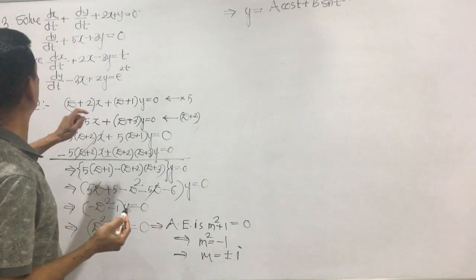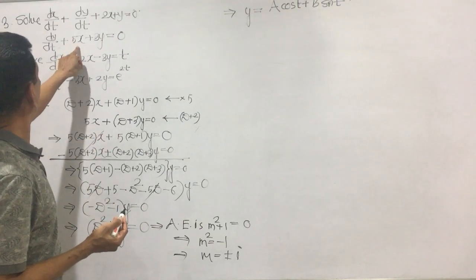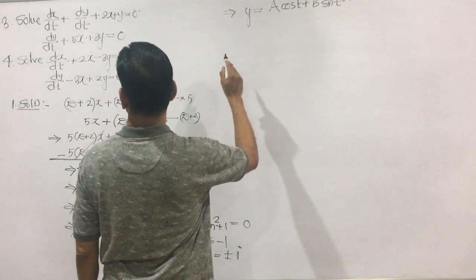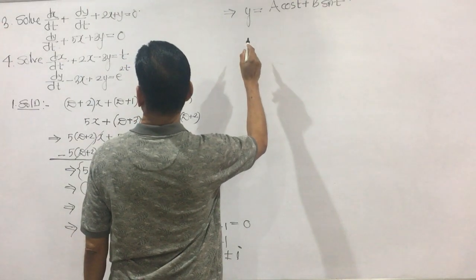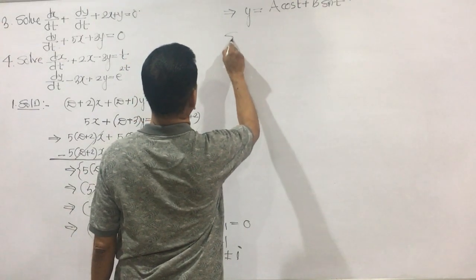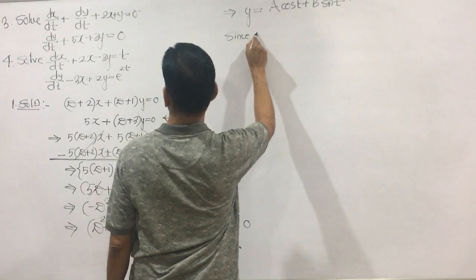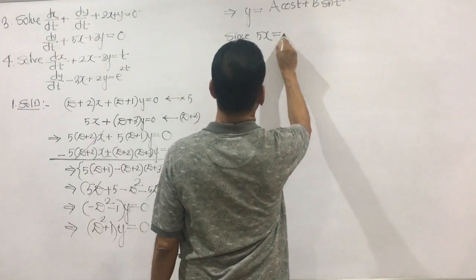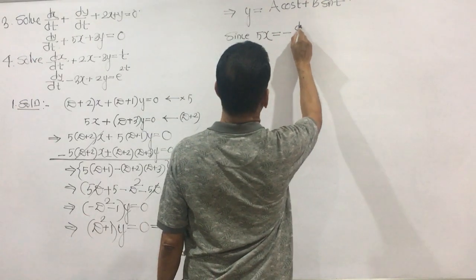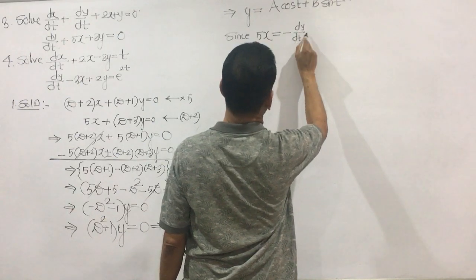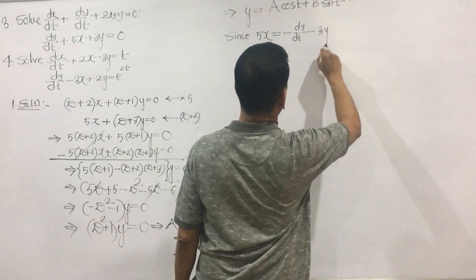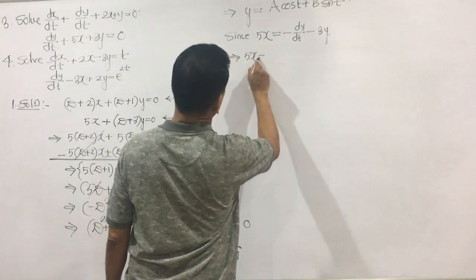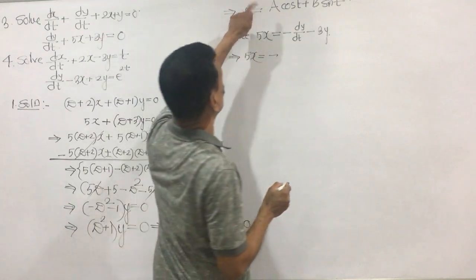So I put this value, I take this equation. So from this we shall find out what is that 5x. So see here we have, since it is 5x is equal to, I write that as minus dy by dt minus 3y. Okay. So this implies, I write that as 5x is equal to minus dx by dt, dy by dt means, sorry, here it is.